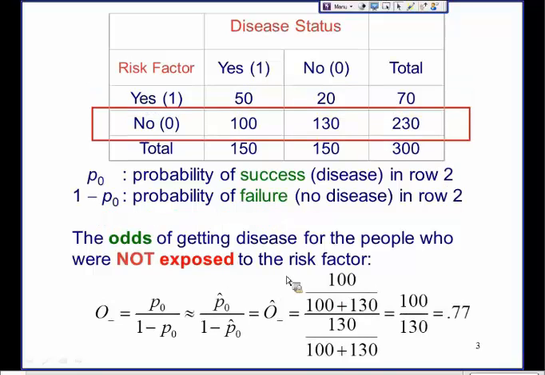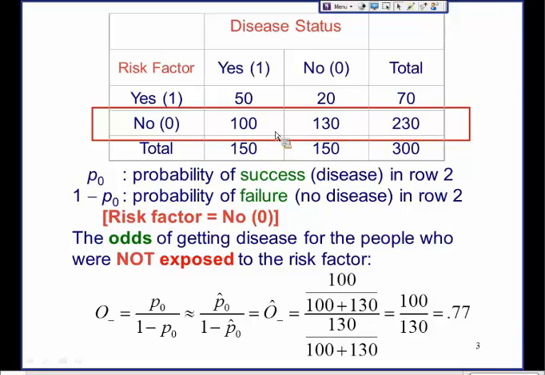The same thing for the second row. If you're not exposed to the risk factor, I use O minus. If you're not exposed to the risk factor, the odds of getting disease we can say is 100 over 130. And for the disease status, again, 1 is 100, and 0 is 130. So you remember this, right?